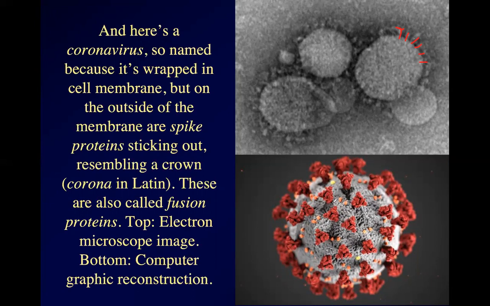And the spike proteins resemble a crown, which in Latin is corona. That's why coronaviruses are called that, because they look a little, if you're on drugs, like crowns under an electron microscope. And those spike proteins are also called fusion proteins. If you've been keeping up with medical advances, you might know that the vaccines target the spike proteins, because the spike proteins are what coronaviruses use to recognize and attach to host cells.